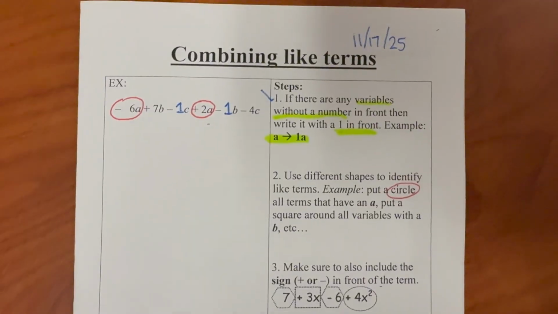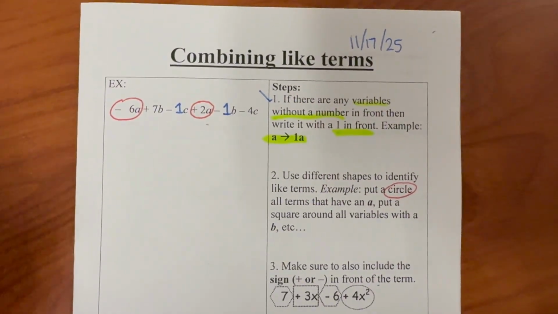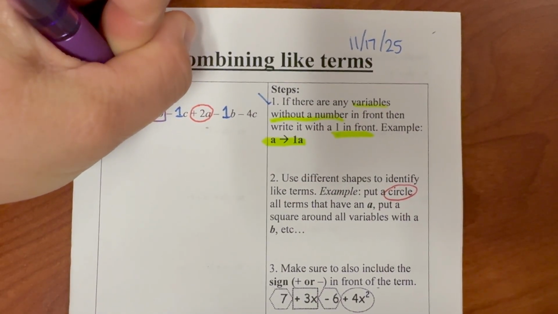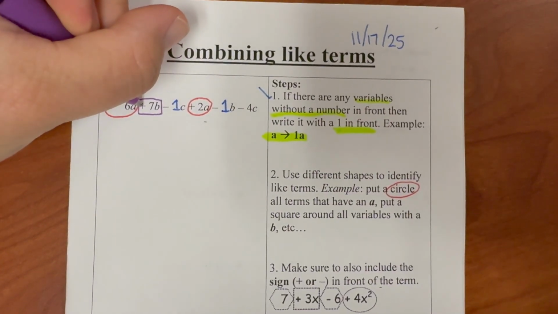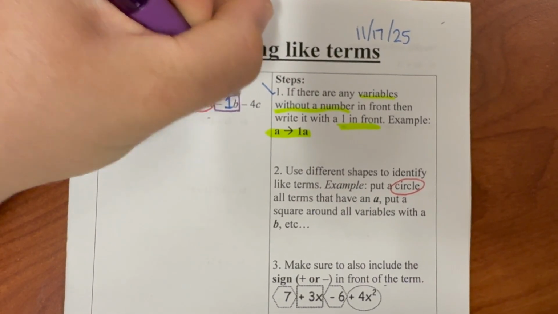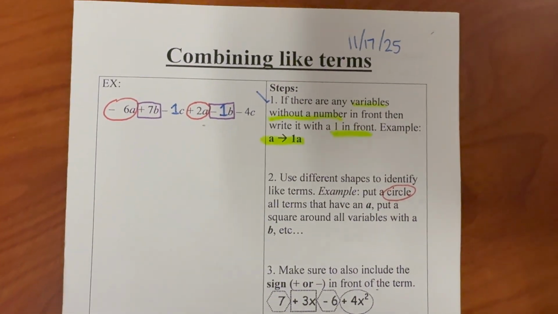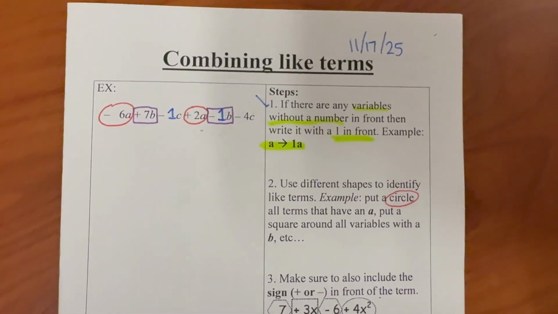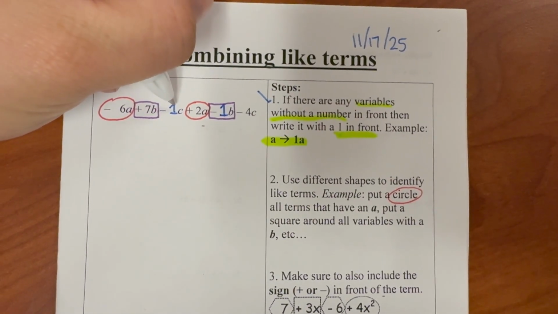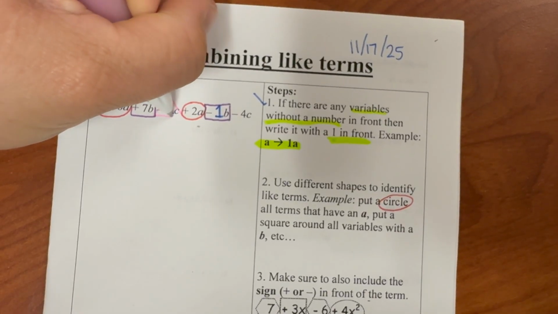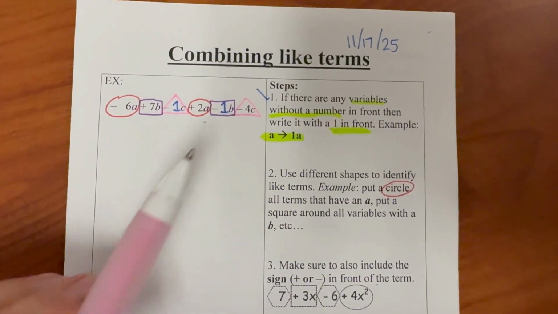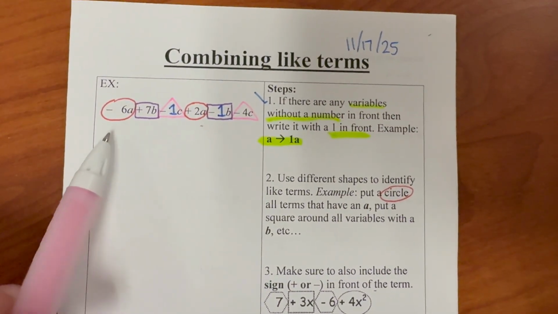Okay, so let's go ahead and put a square or a box around everything with a B. All the variables with a B. Again, you want to put a box around the operation as well. So plus 7B. And then right here we have minus 1B. And then what is left with us is the C variables. So we're going to go ahead, let's put a triangle around those like terms.